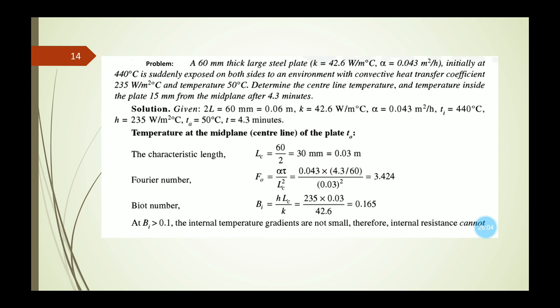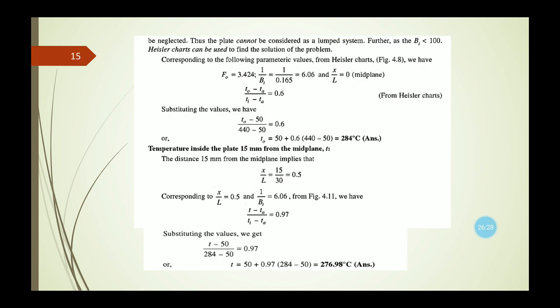Now to calculate the Biot number, we need to use the formula that is h LC by k. As all the values are known to us, we can easily calculate the value of the Biot number, that is 0.165. Now here, as the value of the Biot number is greater than 0.1, the internal temperature gradients are not small. Therefore, the internal resistance cannot be neglected.